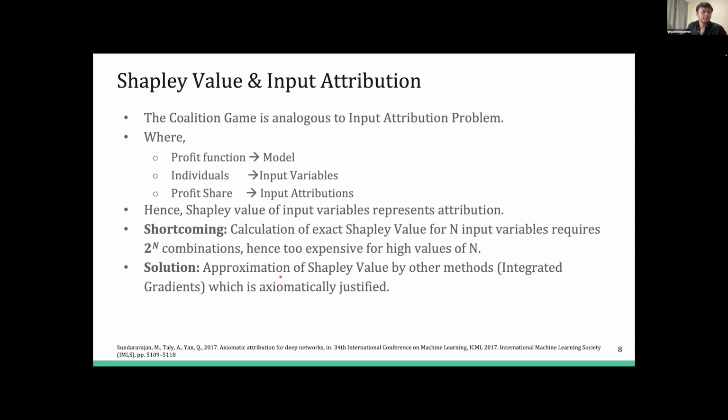So this cooperative game is analogous to the input attribution problem, where the profit function is the deep learning model, the individuals are the input variables, and the profit shares are the input attributions. Hence the Shapley value of an input variable represents our attribution. However, the size of the problem increases with n input variables. The Shapley value requires 2 raised to the power n combinations, and in machine learning, we have the leverage of including various classes and various numbers of variables.